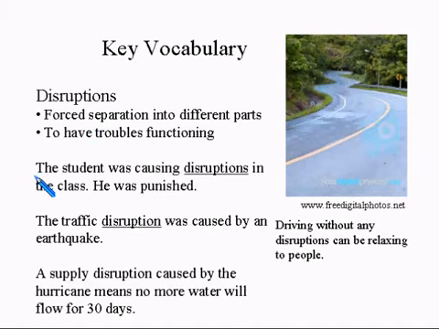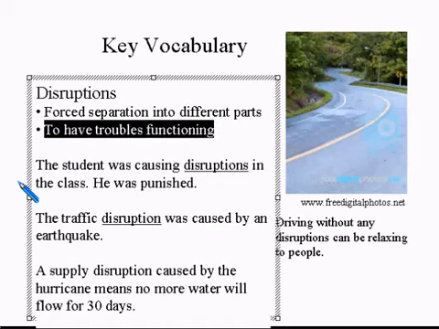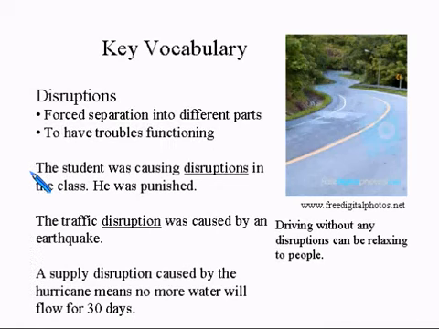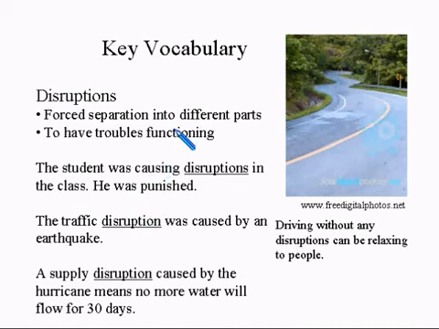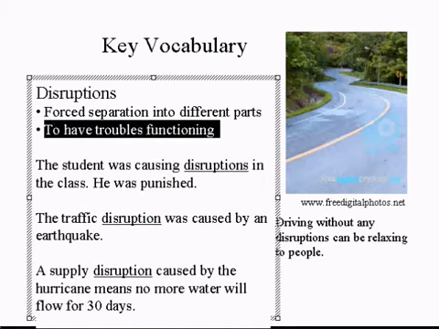So this one is this example here. The student was causing disruptions in the class. He was punished. The traffic disruption was caused by an earthquake. That's like if there's a problem on the road and the cars can't move. Oh, look, I didn't underline that. Okay. To have troubles functioning, that's like this.